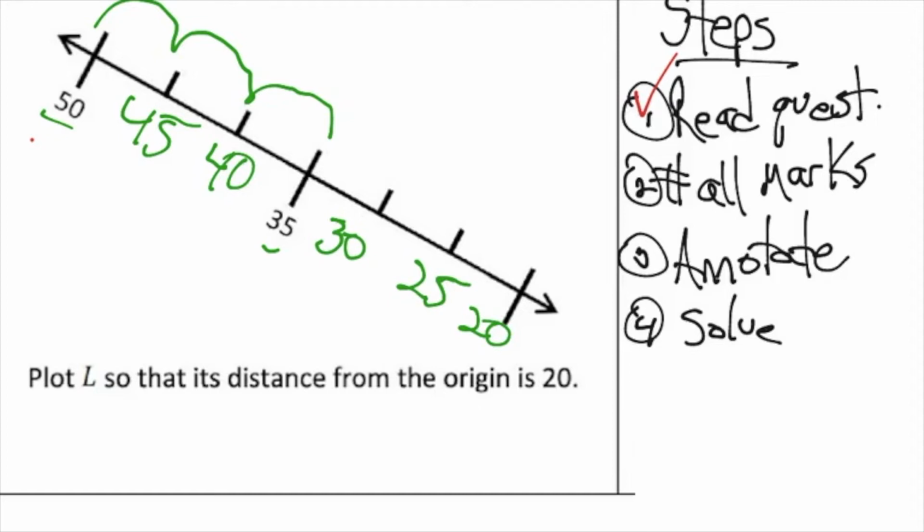Step 2, check. Step 3, annotate. Plot L so that its distance from the origin, which is 0, is 20. Oh, there it is. I can see it because we completed step 2. I see my 20, and all that's left is to plot it and label it. And we are done.